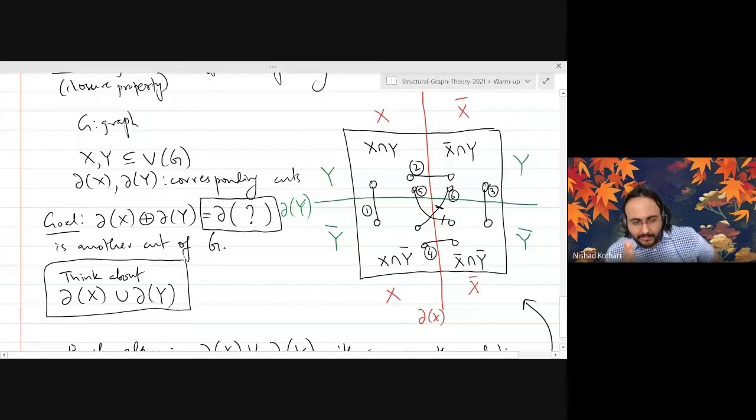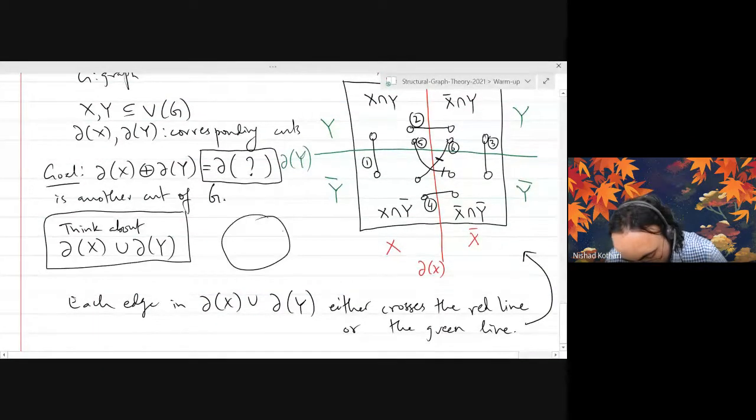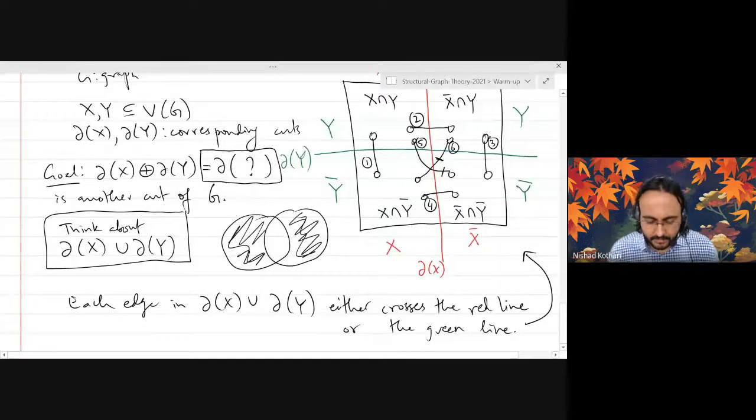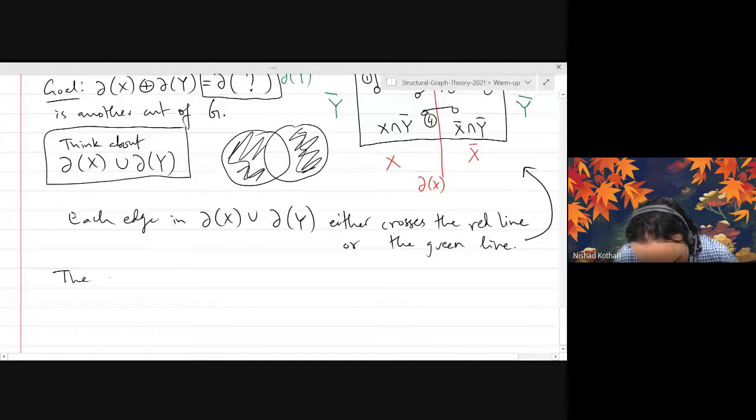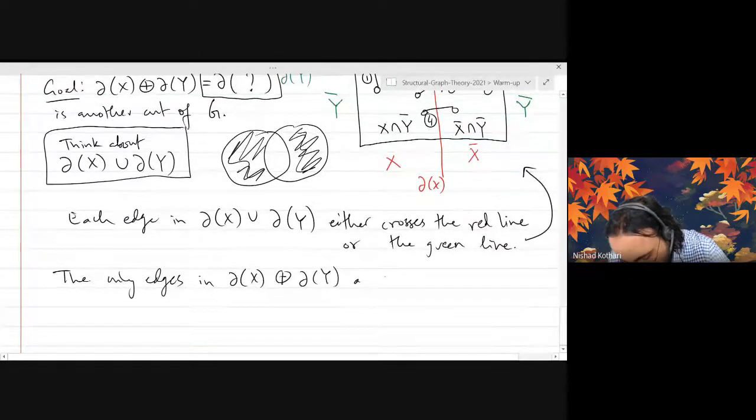1, 2, 3, and 4 will survive, and 5 and 6 will die out because they are in both the red cut and the green cut. Right? So if it's in both of them, it means it is in the intersection, so it will not be in the symmetric difference. Just to remind you all, symmetric difference of 2 sets is this stuff. So the intersection gets cancelled out. Right? So the only edges in partial x symmetric difference partial y are the edges of type 1, 2, 3, and 4.